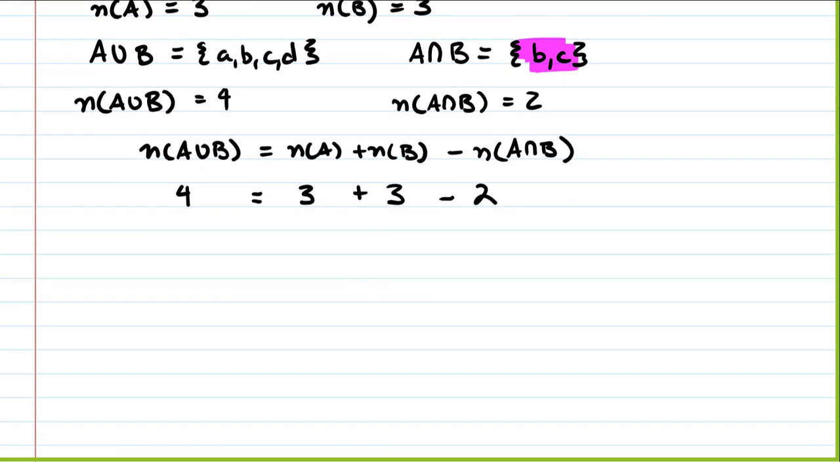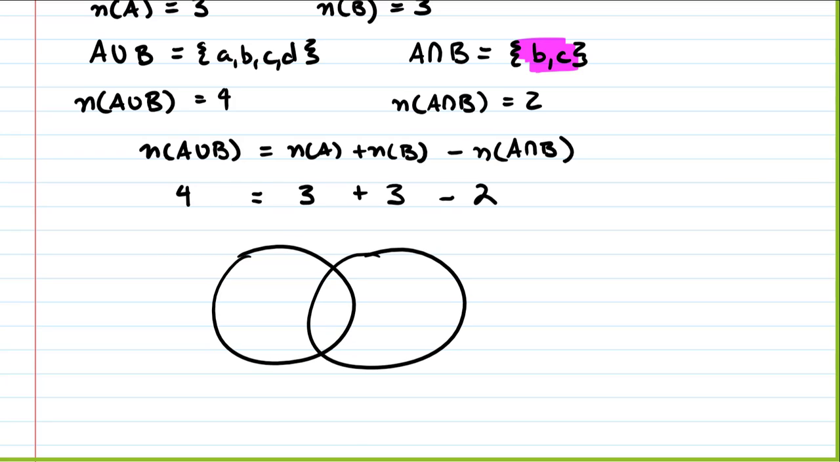In terms of a Venn diagram, let's see what this picture looks like. Our intersection has the elements B, C. Our set A has A, B, C, and our set B has B, C, D, right? So how many things are there total in this Venn diagram? 4, right? A, B, C, and D.